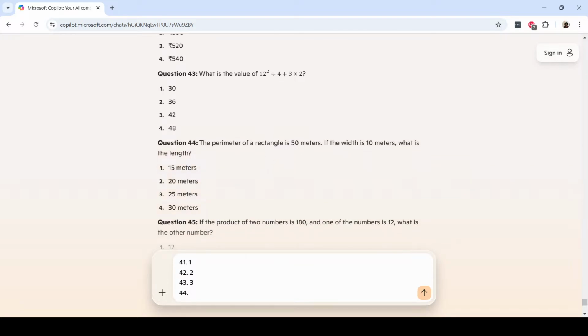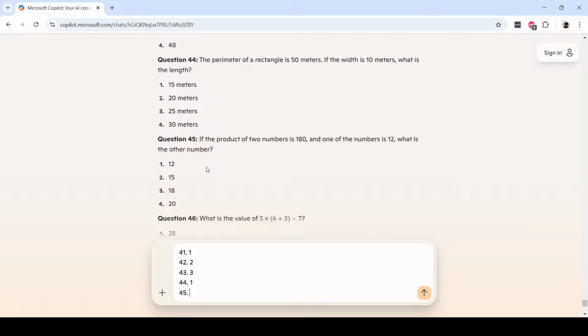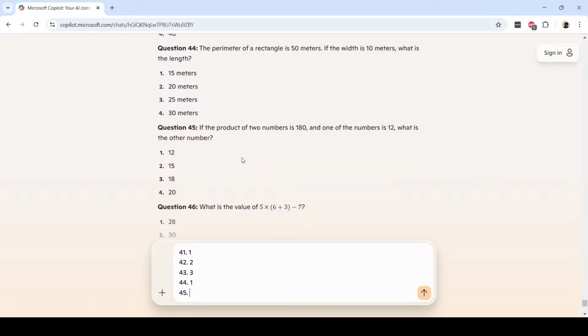The perimeter of a rectangle is 50 meters. If the width is 10 meters, the length is 15. If the product of two numbers is 180 and one of the numbers is 12, what is the other number? 15.